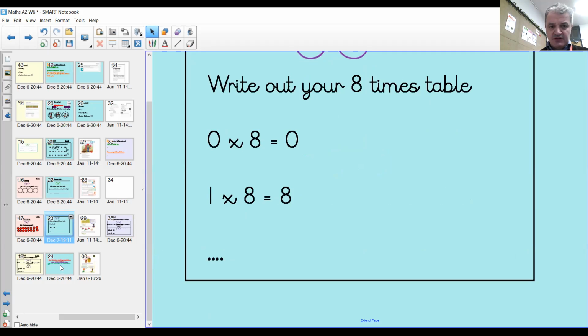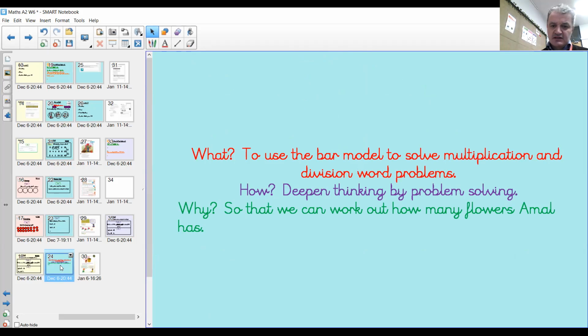Okay, let's see what new learning we're doing today. Okay, so what we're using today is the bar model to solve multiplication and division word problems. Keep on thinking about problem solving so that we can work out how many flowers Amal has. Okay, when we learn our times tables, it's often applying our mathematical knowledge, that's the difficult thing, into real life situations. But that's really what we need maths for. We need maths to solve problems.